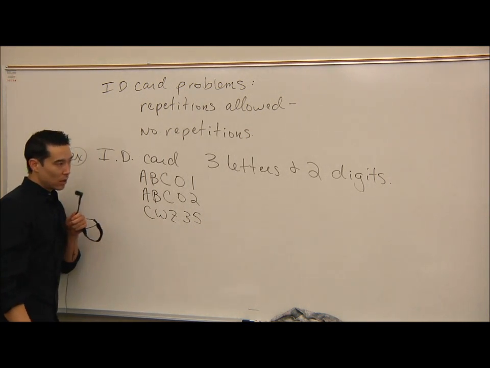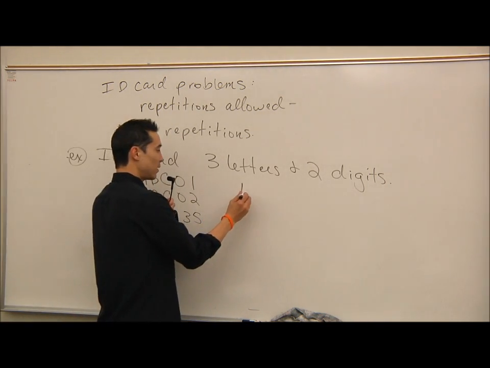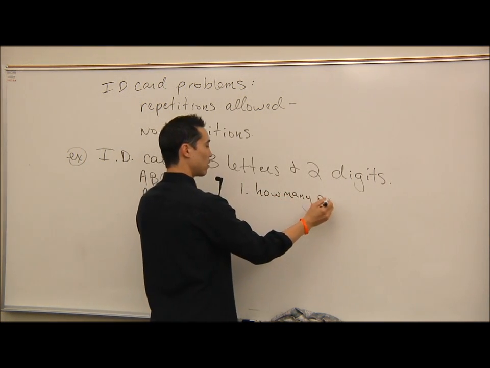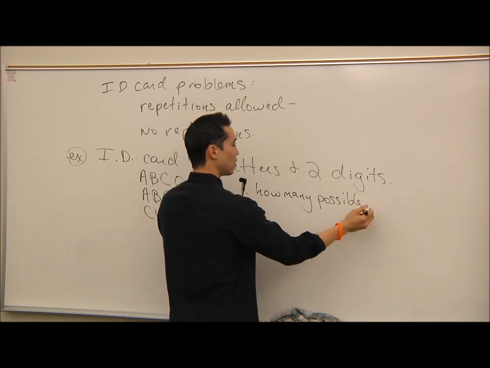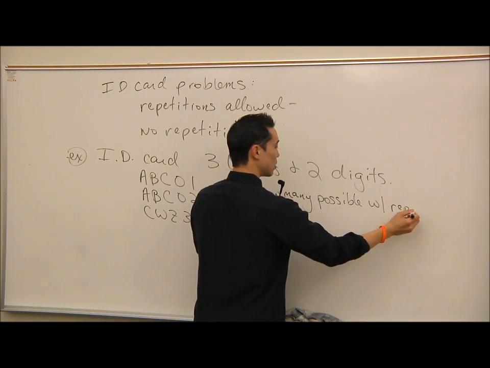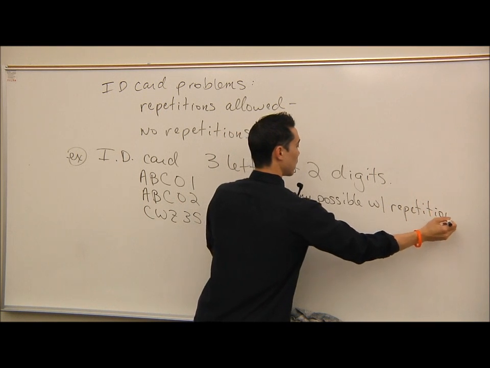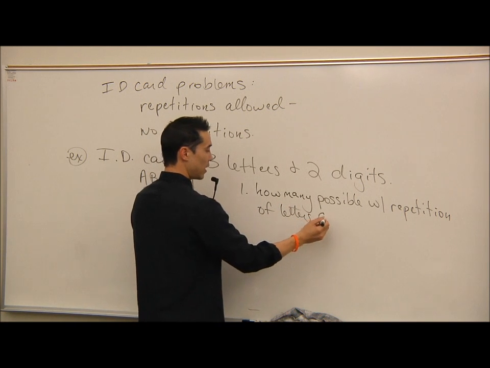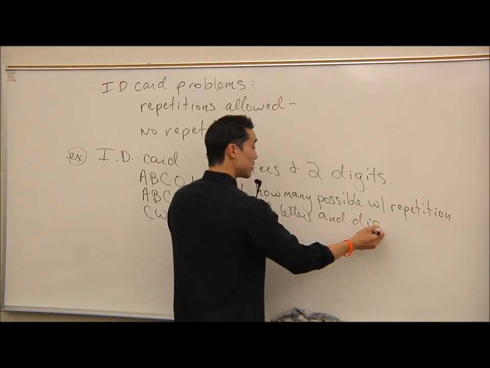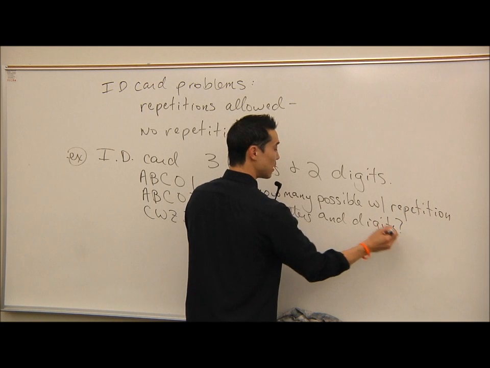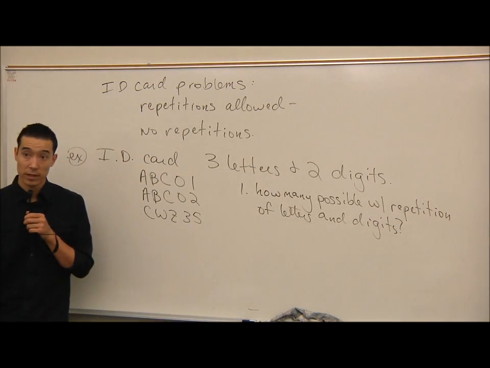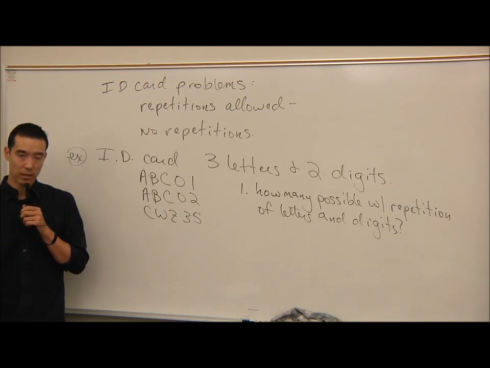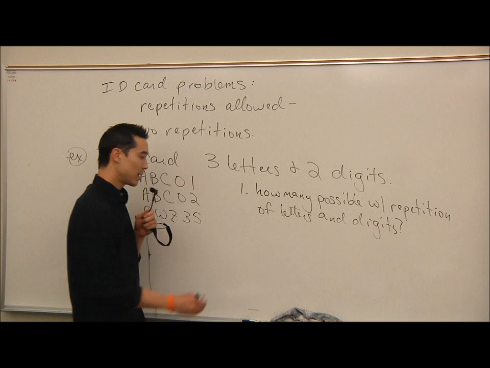Okay? All right. So question number 1, how many possible ID cards with repetition of letters and digits? So again, what does that mean? That means you can repeat letters and you can repeat numbers. So for instance, AAA22 could be a card because you're allowed to repeat the letter and you're allowed to repeat the number. Okay? How do I do this?